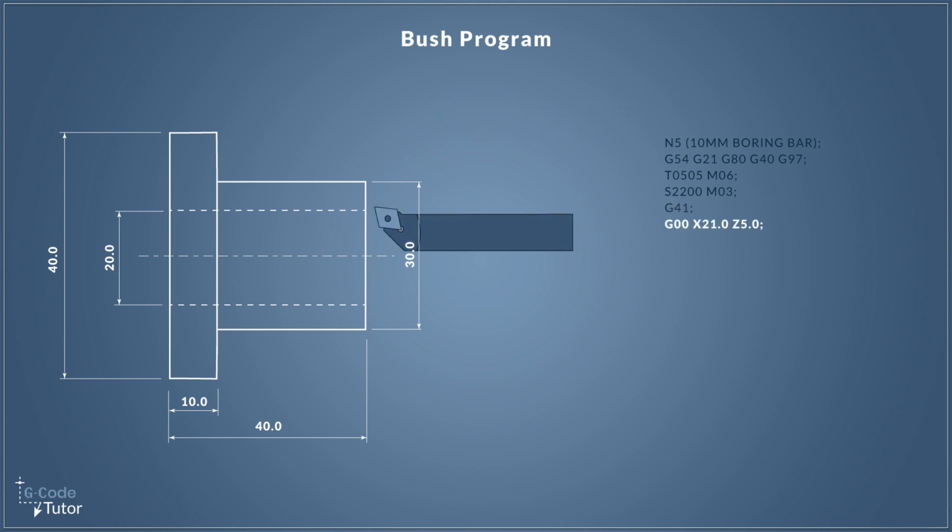So we're going to start moving our tool around now. For that, we're going to start off by using G00. Now this is our rapid travel command, so we're going to be moving our tool the fastest possible speed it can go inside our machine.